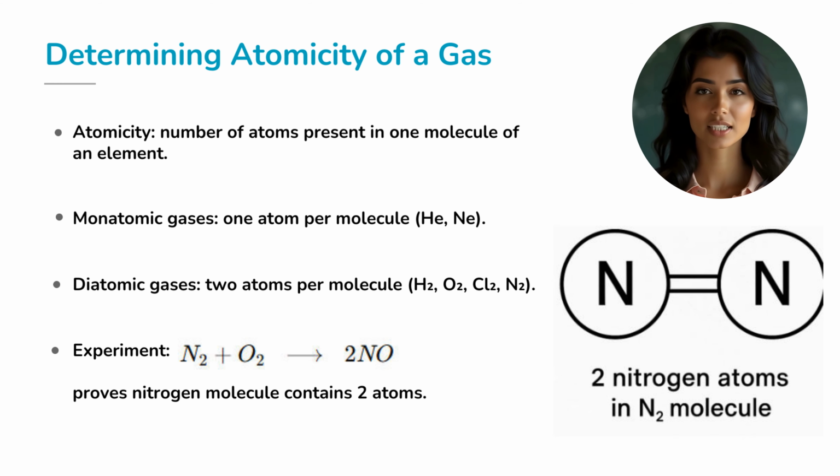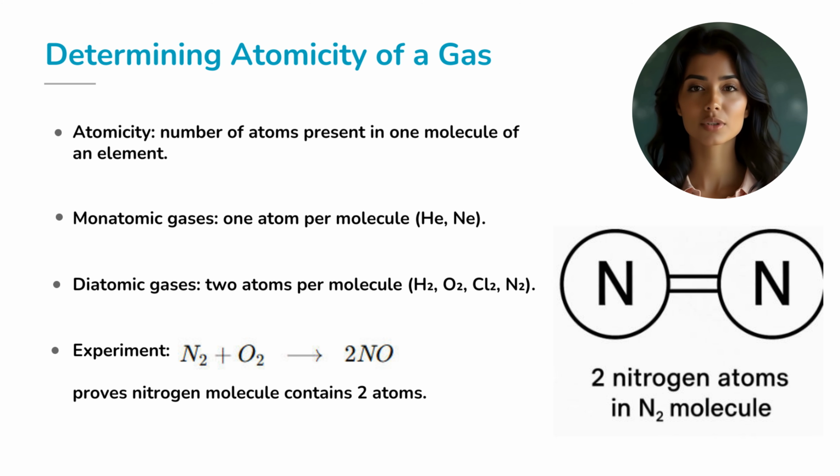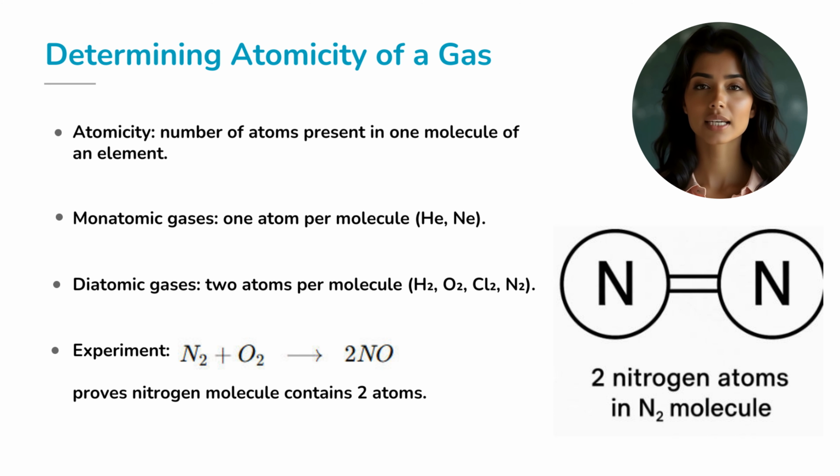Now, let's dig a little deeper. What do we mean by atomicity? Well, atomicity refers to the number of atoms in one molecule of an element. For example, helium is a monatomic gas, it's made up of single atoms. But gases like hydrogen, oxygen, and nitrogen, they're diatomic, meaning they're made up of two atoms in a molecule.